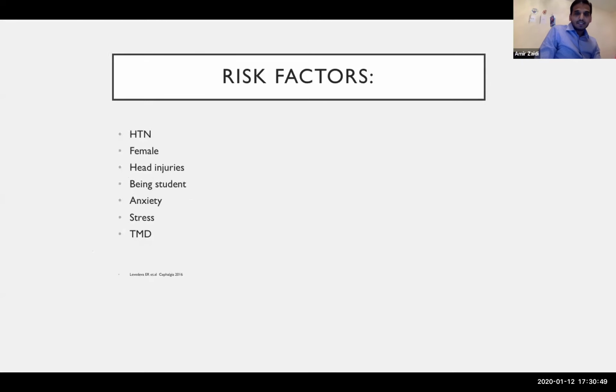Common risk factors for tension type headaches are people with hypertension, being more common in females, people with head injuries, being a student, anxiety, stress, and problems with the temporomandibular joints.